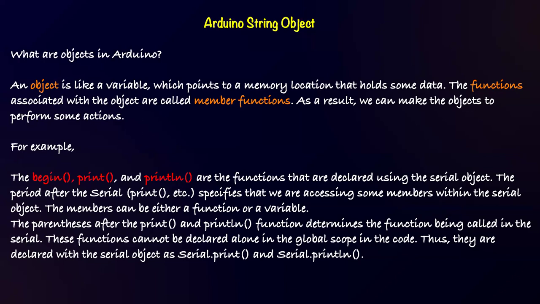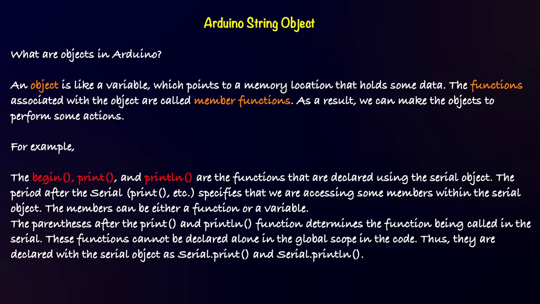So, as you see, this object is basically a variable, right? And it is basically pointing to a memory location. That's it. What is the function it is associated with? It is associated with the object, and it is called a member function, right? As a result, we make the objects perform some actions.